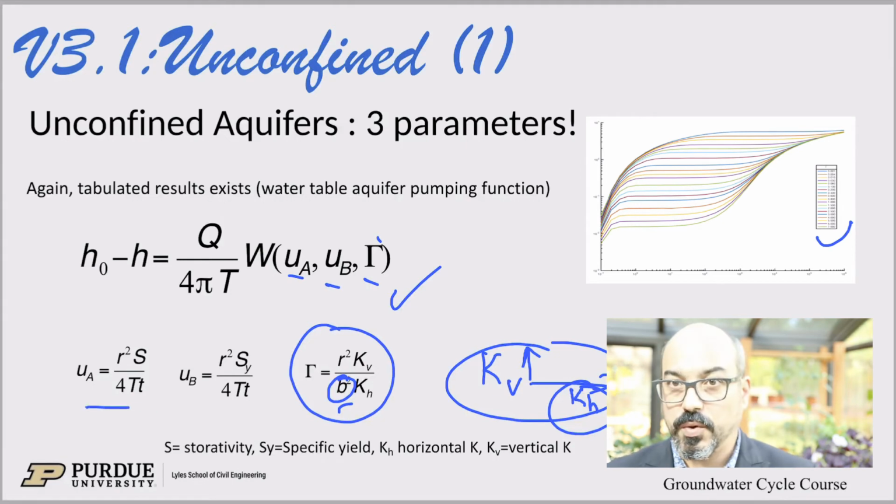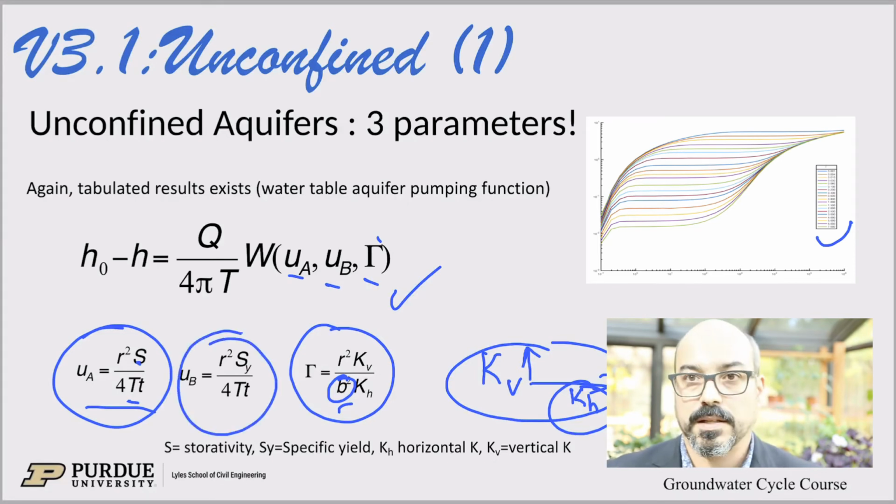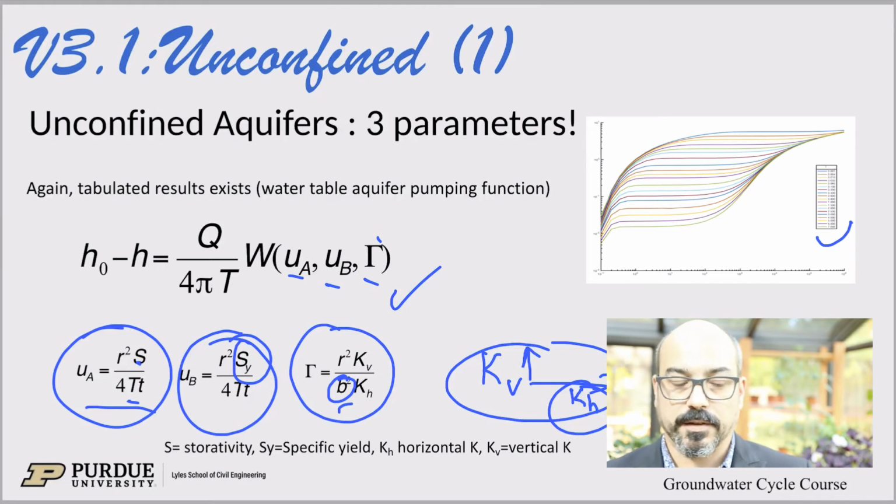The UA, the first parameter, gives us, just like before, the storativity and transmissivity. So transmissivity and storativity as if the aquifer were confined, on the left-hand side. And then UB is where the new thing arises. So this is now a function of the specific yield. So once we fit the right-hand side, the B-type curve, we'll be able to get the specific yield out of this data.